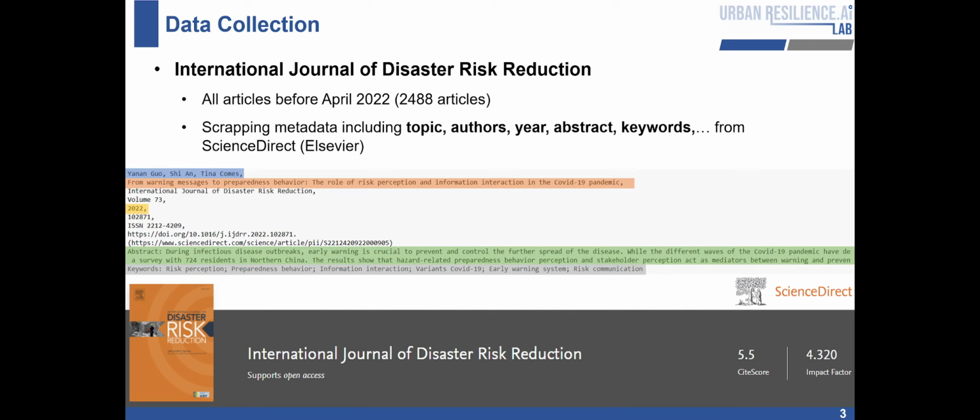Unlike the 2022 data science competition challenges held by Texas A&M Institute of Data Science, the dataset used in this study specifically focused on one research field, disaster resilience. In order to collect the metadata from the best papers in the field, we select the highly rated journal, International Journal of Disaster Risk Reduction, and then scrape its metadata from the ScienceDirect website, powered by their publisher, Elsevier. We took a lot of effort to scrape the raw data and then transform it into a clean table format with the BibTeX parser for further analysis. In total, 2,488 articles before April 2022, and their metadata including topic, authors, years, abstract, keywords and the like are collected.